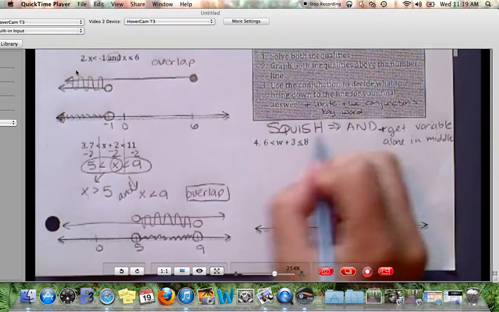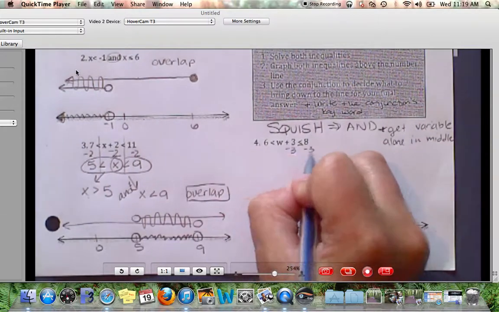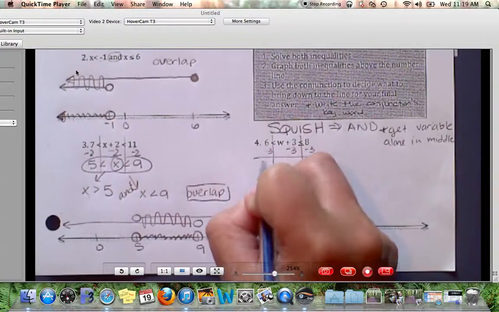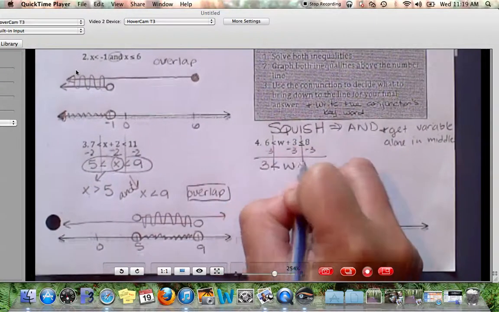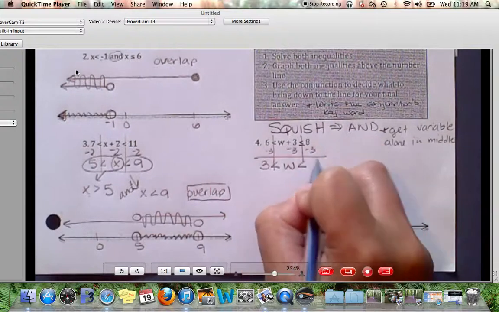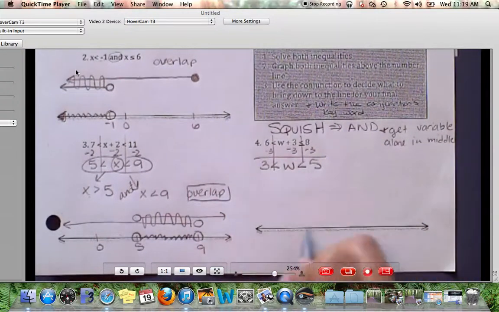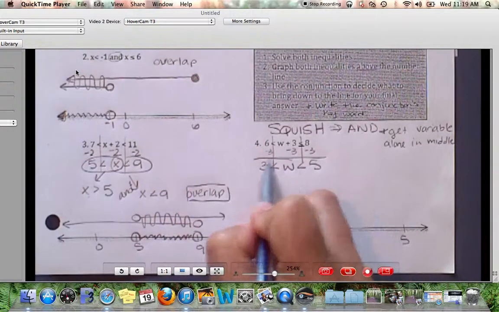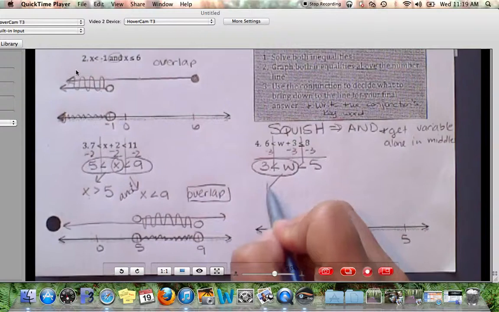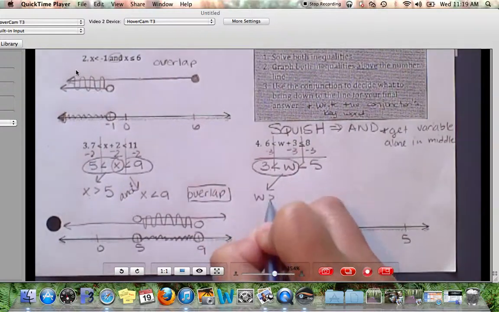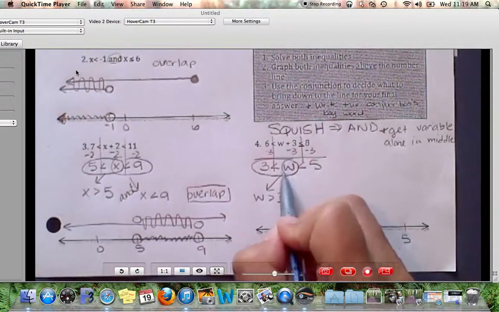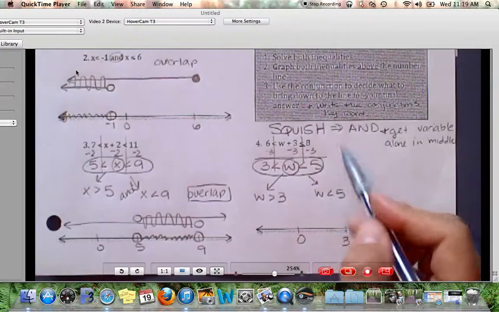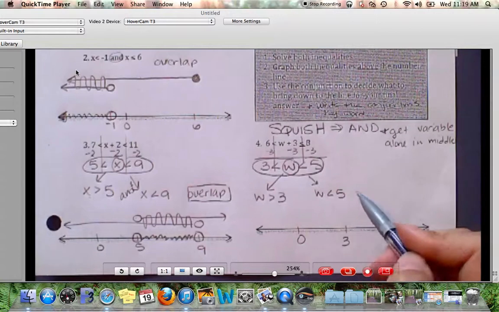All right, in number 4, we need to get W alone, so we subtract 3 from all 3 pieces. 6 minus 3 is 3, which is less than W, which is less than 8 minus 3, which is 5. So our key numbers are 0, 3, and 5. We need to rewrite this one, flip it around. W is greater than 3. Rewrite this one. W is less than 5.